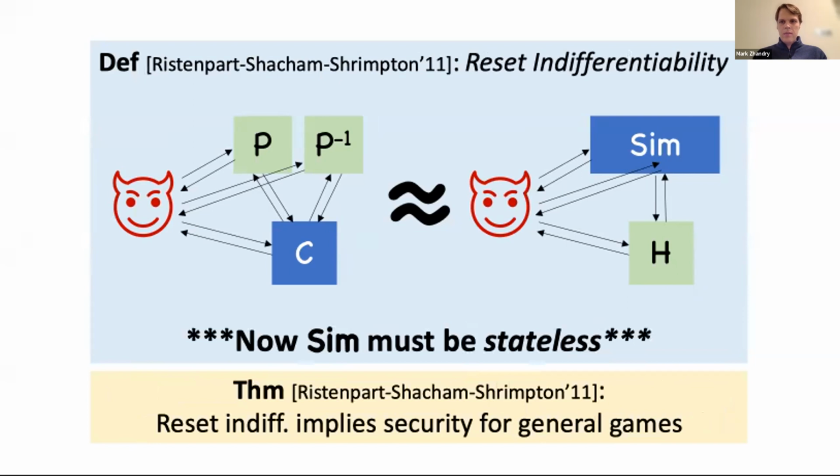For general multi-stage games, unfortunately, plain indifferentiability is insufficient. Multi-stage games are those like KDM security, deterministic public key encryption, leakage resilience, and so forth, where there are multiple adversary parties interacting with the challenger. For these kinds of games, we instead need a strengthening of indifferentiability called reset indifferentiability, which looks basically identical to plain indifferentiability with the important difference that the simulator in the definition is required to be stateless. But there is an analogous theorem by Ristenpart et al. that shows that if you are able to have a stateless simulator, then you get composition and security in multi-stage games.